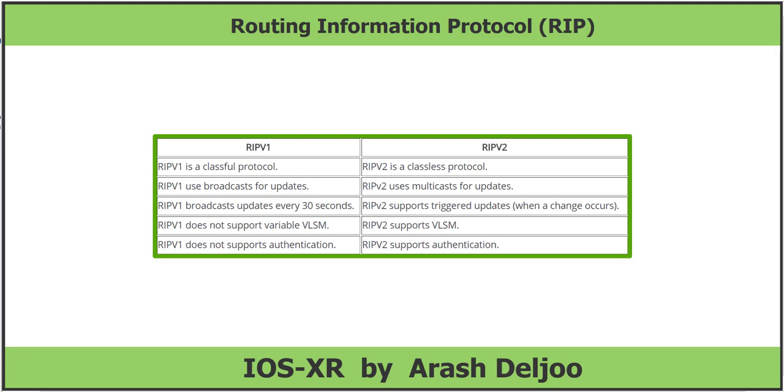Now let me explain a little about the RIP versions. Currently, two versions of RIP exist, RIP version 1 and RIP version 2. Both of these protocols can carry a maximum of 25 routes in the protocol packet headers. RIP version 1 does not support any subnet mask.